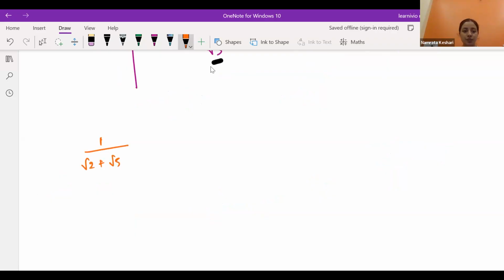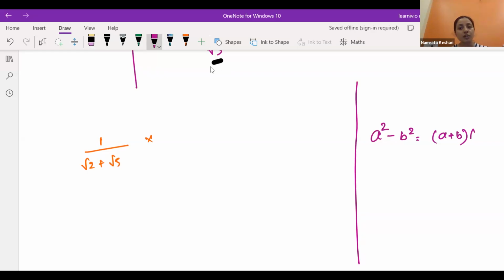Now the next question, suppose I'm taking 1 by root 2 plus root 5. Here, as I said, any way we want to remove the root from the denominator. If you take just root 5 in the numerator and denominator, that will not work. If you take just root 2, that will not work. So here you have to think about a formula from the second chapter: a square minus b square is a plus b in one bracket and a minus b in another bracket. Or the formula can be written as x square minus y square is x plus y in one bracket and x minus y in another bracket.